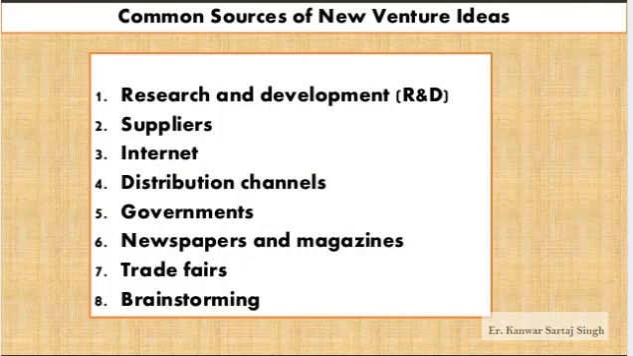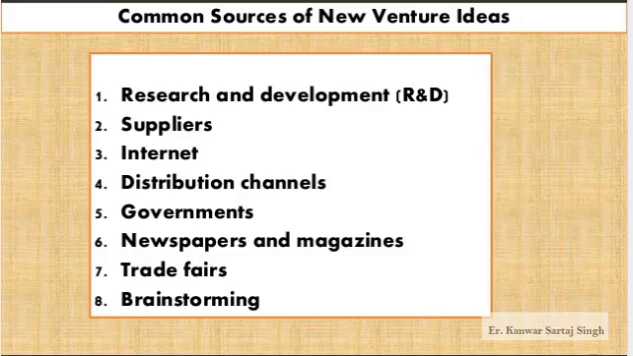Now, common sources of new venture ideas: we can get new ideas from various sources. First one is research and development, R&D. Second is suppliers. Suppliers are those people who actually work at ground level, and they can provide us with really great ideas. Third is the internet. The internet is a whole world nowadays, and with one click you can reach any place and search about anything in the world.